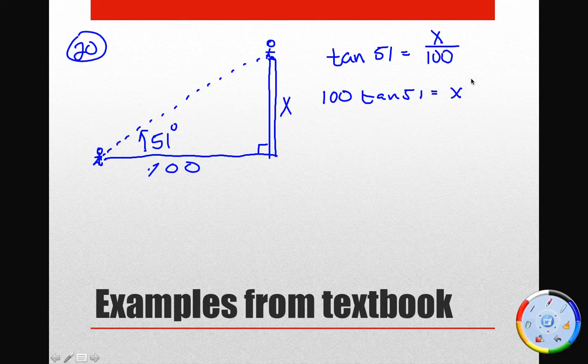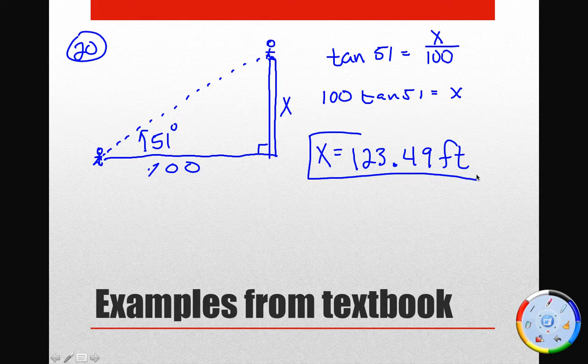Make sure your calculator's in degree mode, 100 tangent 51. And you'll notice a lot of these problems are not too terrible. X, the height of the tower, is 123.49 feet. Okay, try to pay attention to the units. So because you were 100 feet from the tower, the answer's in feet.